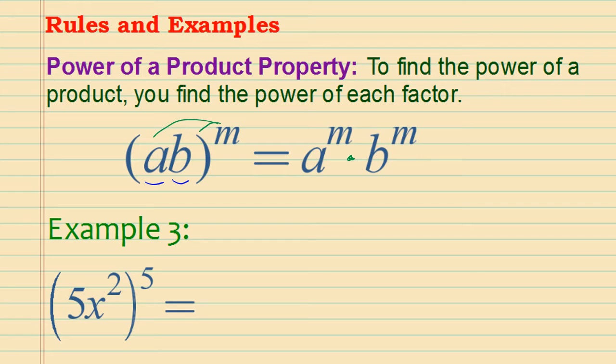Let's look at an example. We have 5x squared in parentheses to the fifth power. The exponent is going to apply to every term that's inside of the parentheses, and by the way, this is 5 to the first power. We would have 5 to the first power to the fifth power. Also, we would have x squared to the fifth power. By the previous example we learned, we can multiply the exponents. 5 to the fifth power times x to the 10th power.